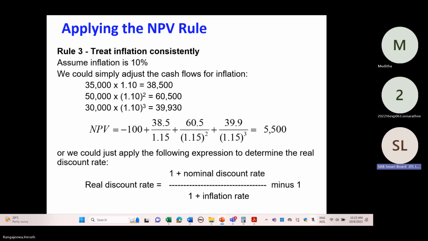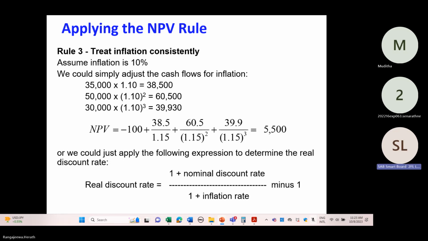Right? Cash flow divided by 1.15, then cash flow divided by 1.15 to the power 2, cash flow divided by 1.15 to the power 3. Otherwise you can take it from a discounting factor table and calculate.